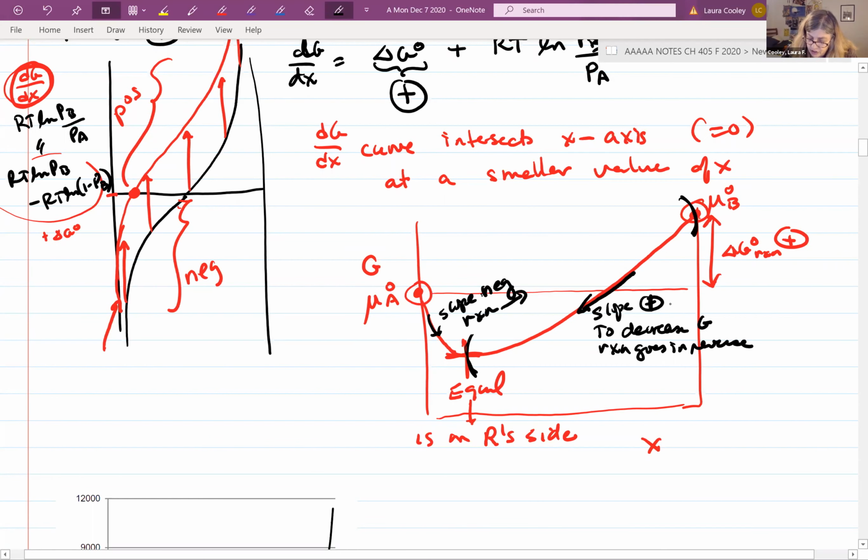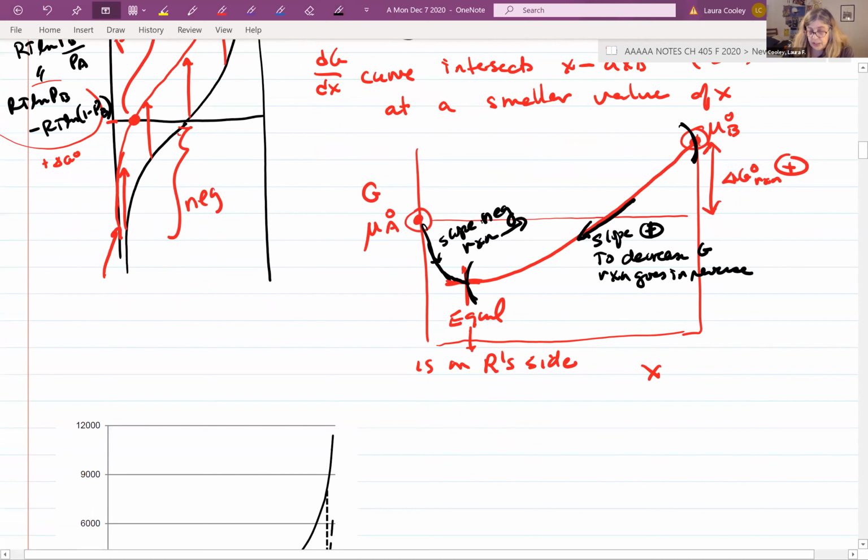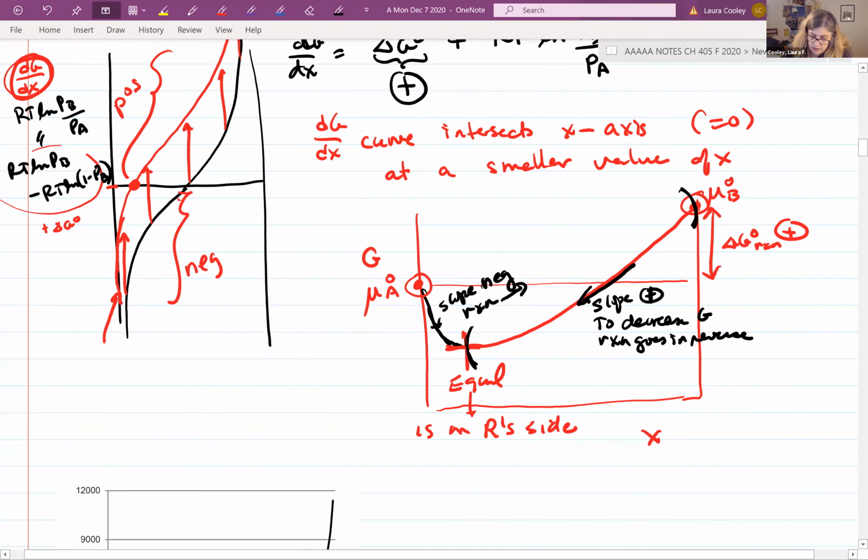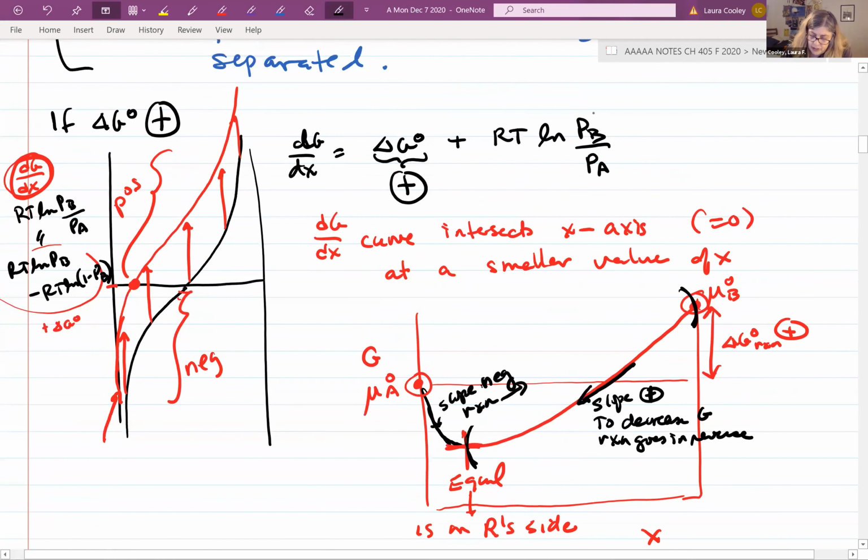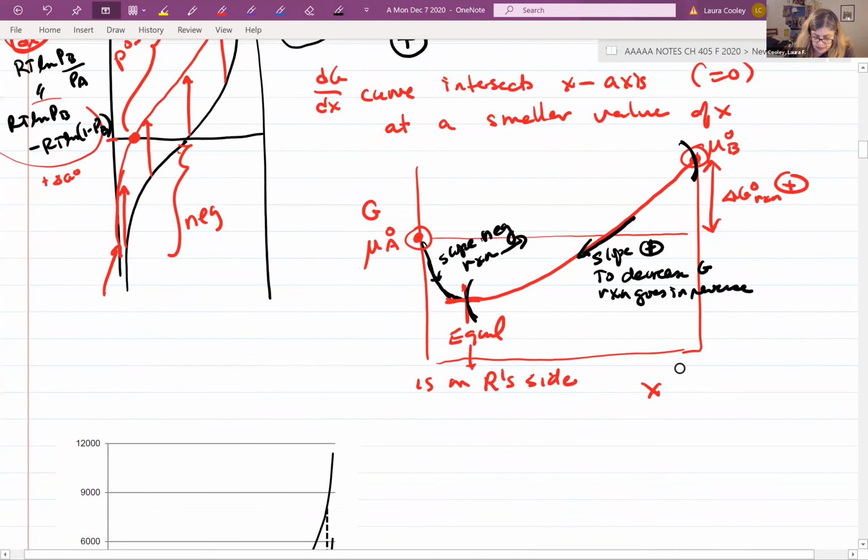Well, that's because the delta G0 is positive, but it doesn't mean that there isn't some portion of this curve where the reaction is actually going to go forward, even though the delta G0 is positive. So that's why this is called the direction predictor equation, because knowing what this ratio is, you can tell what the sign of the dG/dX is, and that will tell you which way the reaction is going to go.